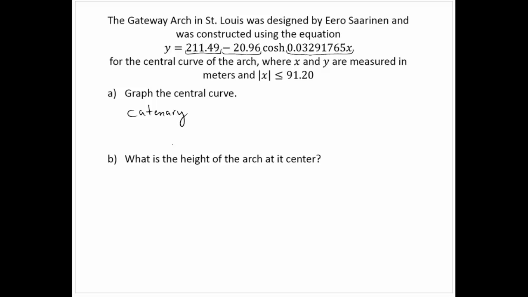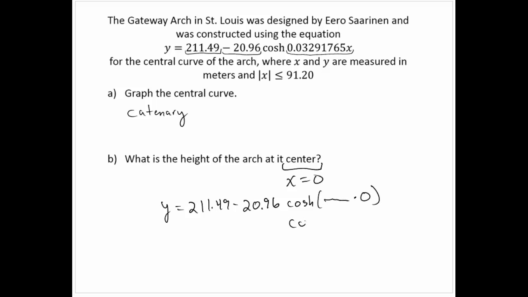What is the height of the arch at its center? So at its center, that's where x is equal to 0. We could actually do this without the calculator, because we know that if x equals 0, then y would equal 211.49 minus 20.96 times a hyperbolic cosine of a bunch of stuff times 0. And so we end up with the hyperbolic cosine of 0, which, if we remember from the graph, was 1.